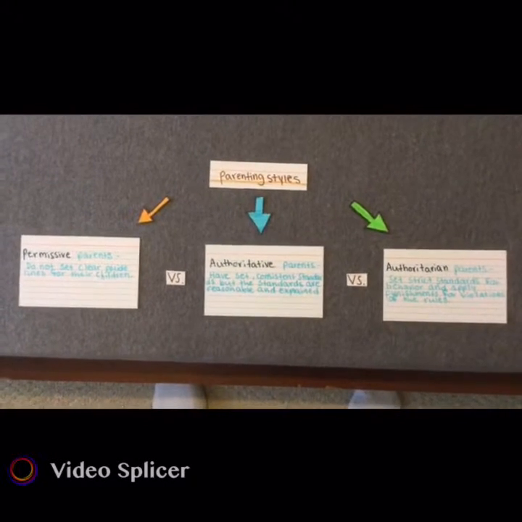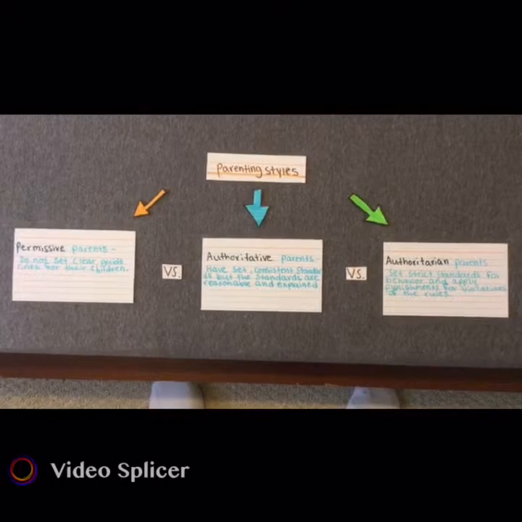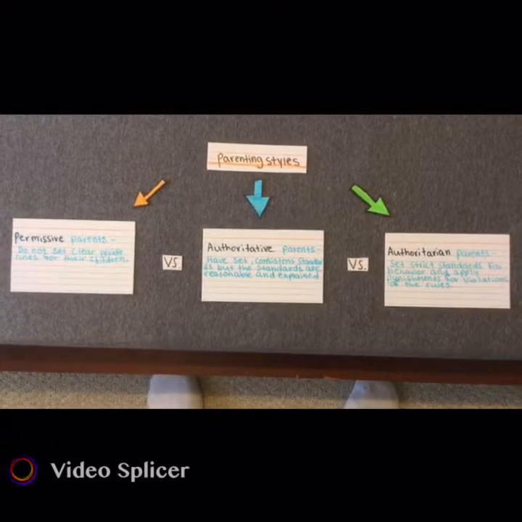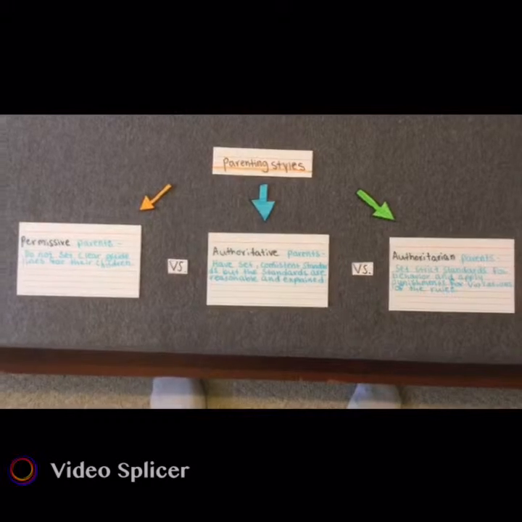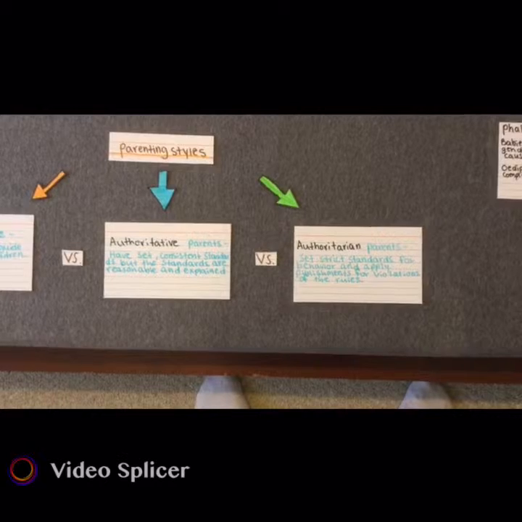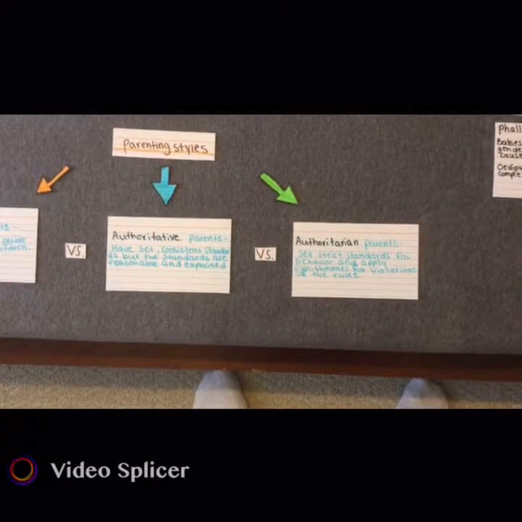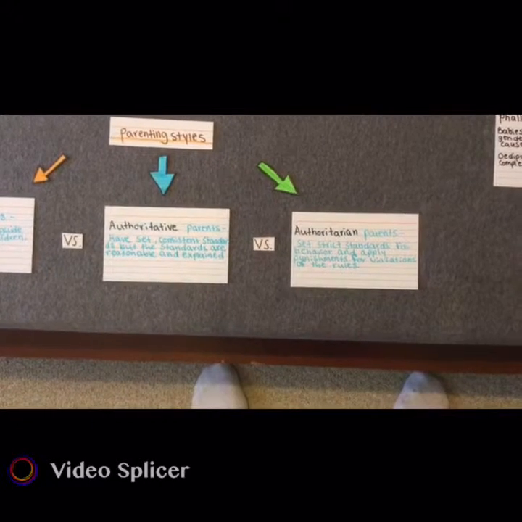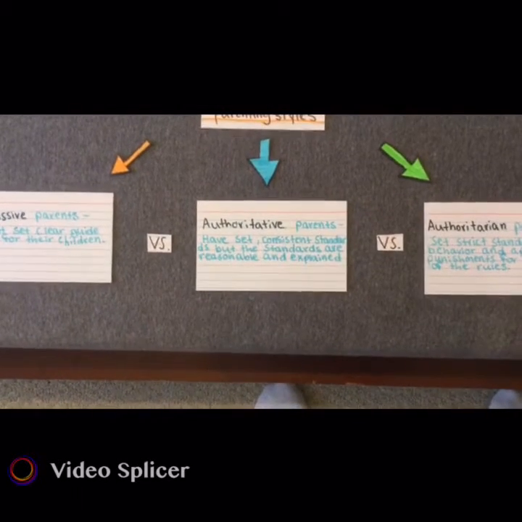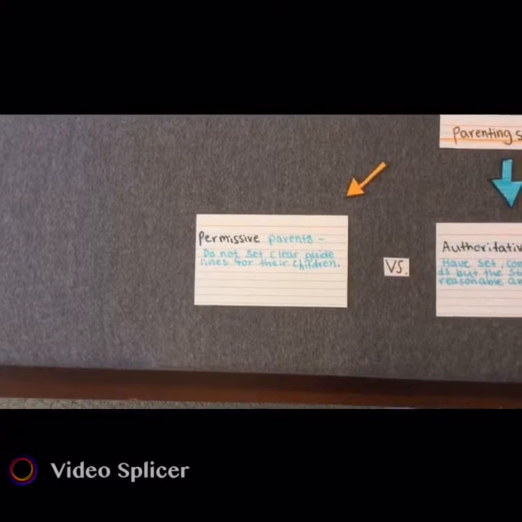Next is authoritative parents. They have set, consistent standards, but the standards are reasonable and explained. This leads to the most healthy home environment, and this is the ideal parenting style that you would want to have. Next is authoritarian parents. They set strict standards for their behavior and apply punishment for violations of the rules. So these are the most strict parents. Authoritative is in the middle, and permissive, those are the parents that just don't really care.